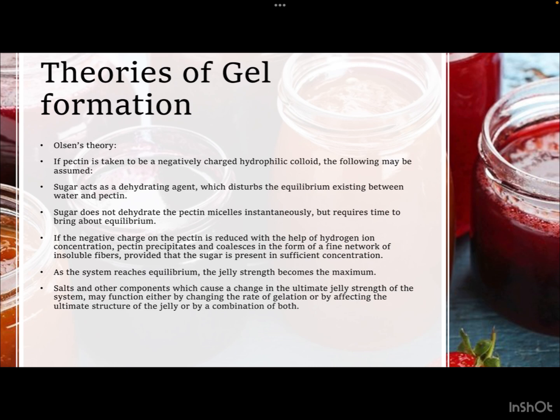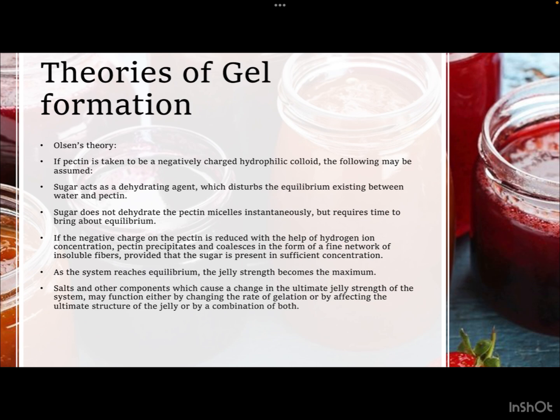Sugar acts as a dehydrating agent, that is, it fights with pectin, competes with it to attract the water molecules and react with them. And this disturbs the equilibrium existing between water and pectin. Sugar does not dehydrate the pectin micelles instantaneously, but requires time to bring about equilibrium.